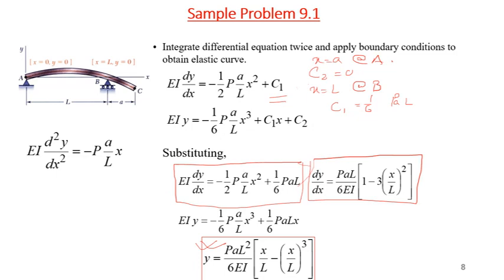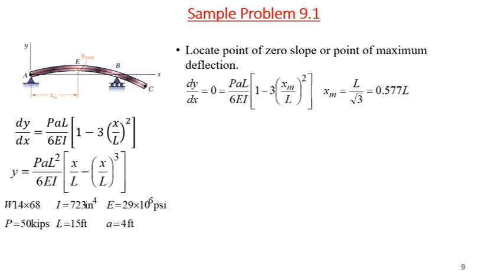Now, if you look at the bending of the beam, it will bend something like this. At B the deflection is 0, and at A the deflection will be 0. And we are interested in what the maximum deflection will be between A and B. And we derive the equation of elastic curve for this portion.